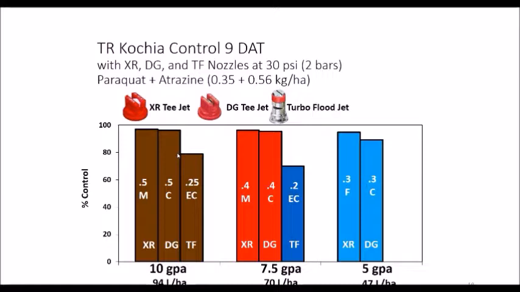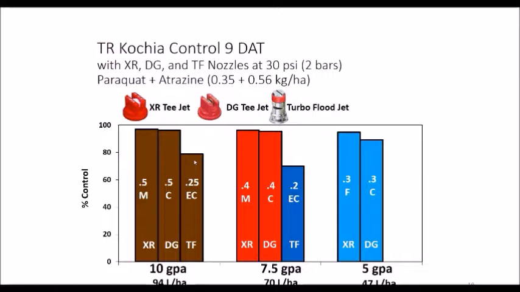If we look at that set of brown bars again, you can see the XR nozzle had the highest level of control. We had a slight drop off when we get to that drift guard, and then when we get to that extremely coarse application, the turbo flood, you can see a significant drop off in the efficacy that we get. That's the trade-off between droplet size and coverage. The larger the droplet size gets, the less the coverage gets.